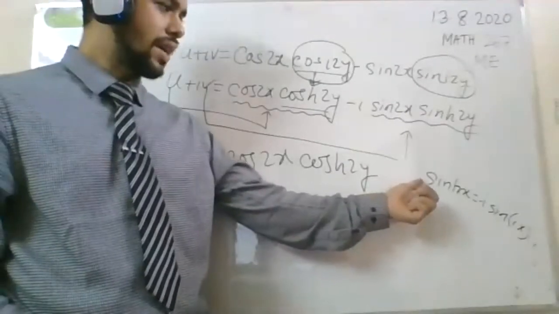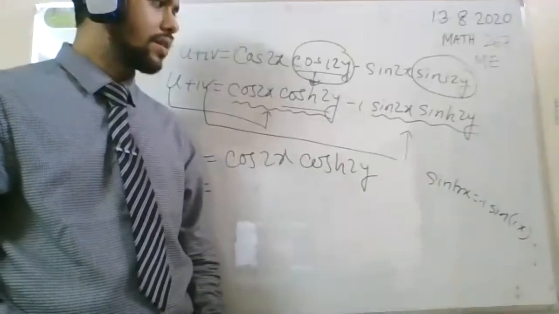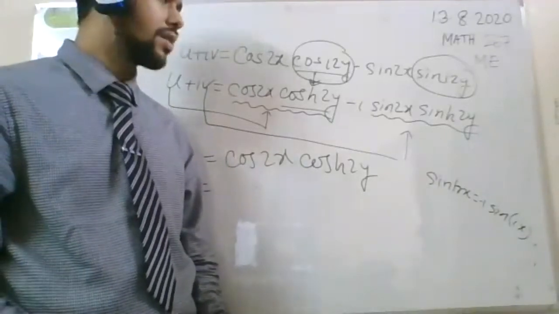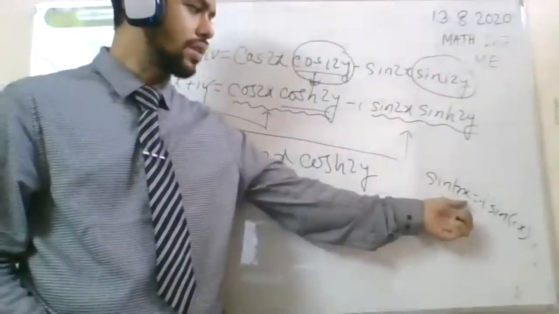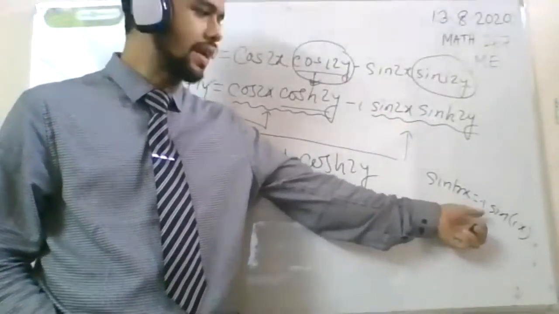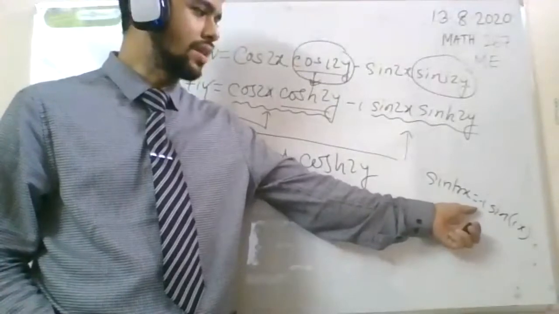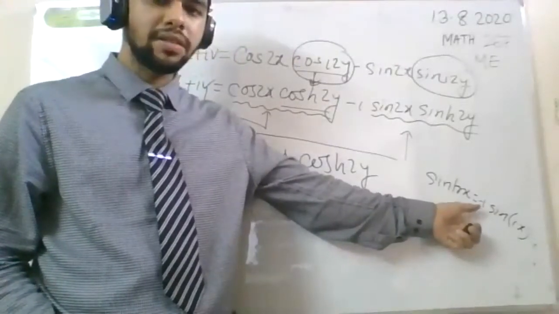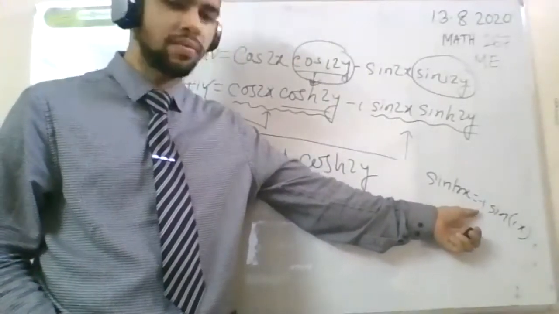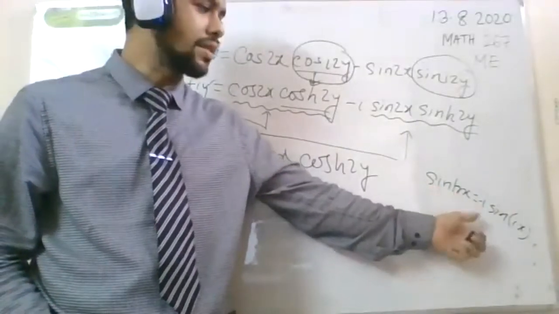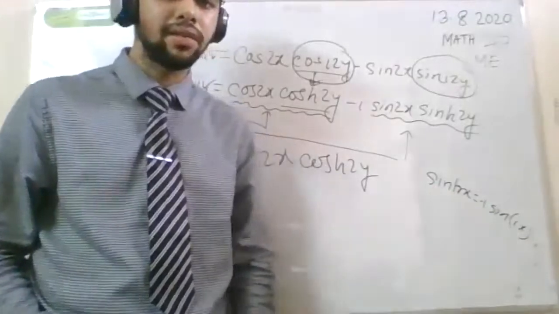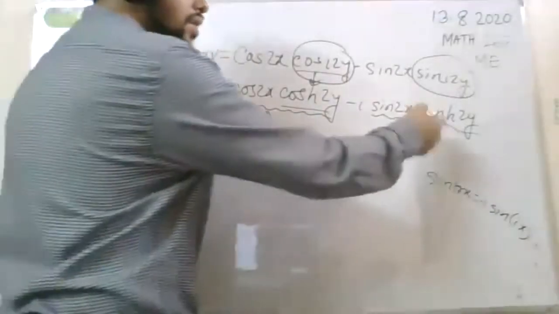Just multiply i. Then you can write this, because i sinh x is equal to minus i square sin ix. i square means -1, so minus minus plus. So you can easily say that i sinh x is equal to sin ix.